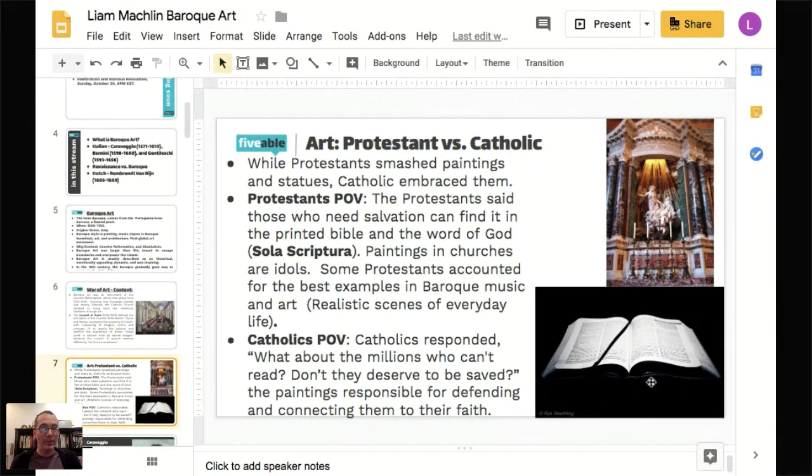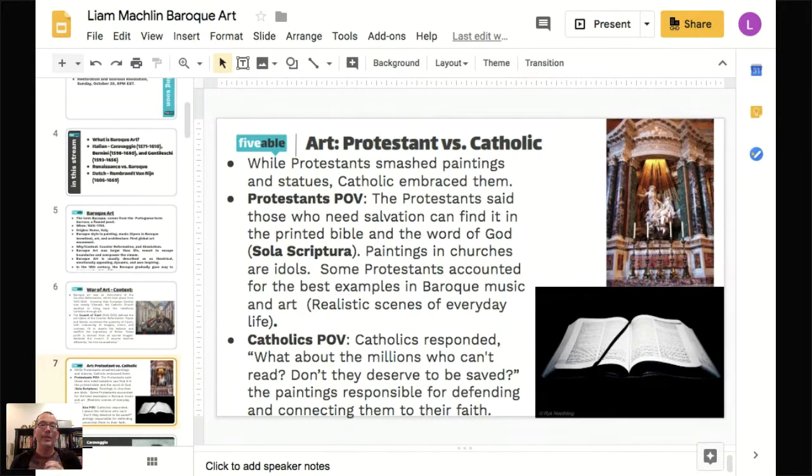So it's interesting, the POV of Catholics, as you see on the slide, versus the POV of Protestants. The POV of Protestants is, if you want to hear the word of God, it's in the scripture. Paintings and statues are basically idols, and you basically need to smash them. Now the Catholics' POV, their response was, what about the millions who can't read? Don't they deserve salvation? Don't they need to see the word of God? So they need those images.